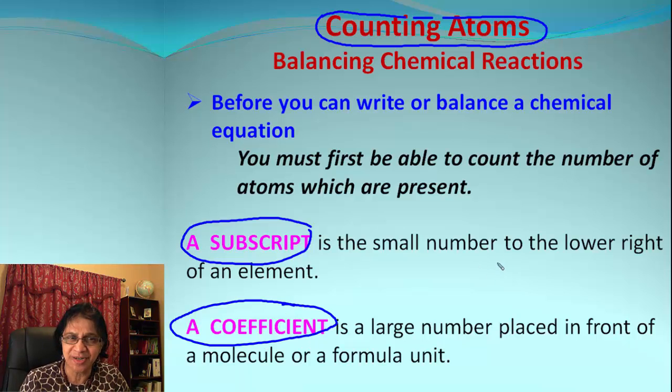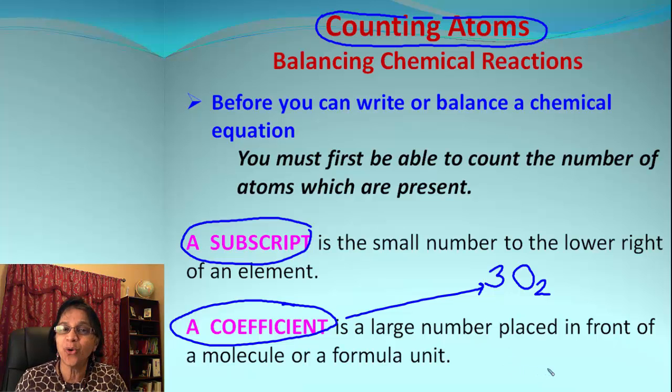So what is a subscript? Let's see, if I write oxygen as O2, that 2 which is on the lower right hand side is a subscript. So O2 means I have 2 oxygen atoms. Now, if I write number 3 before oxygen, that 3 becomes the coefficient. So now, if it is 3O2, how many number of atoms do I get? It will be 3 times 2, it will be 6 atoms.